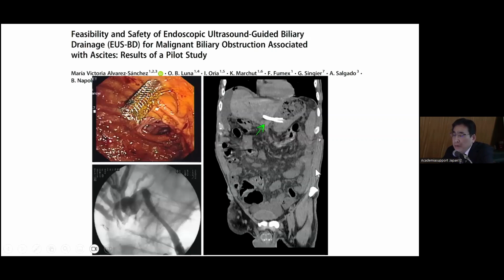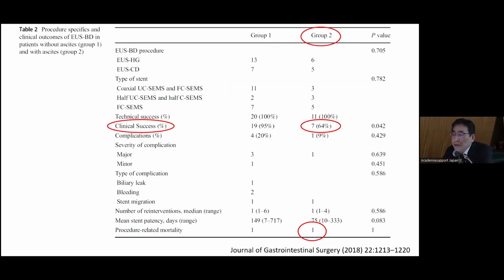Another paper performed ESBD in ascites patients, but without pre-procedural drainage. They mentioned good technical success or a good result, but I think the clinical success, in nearly 64 ascites patients, is not so good. And there was one mortality, nearly 10%. So this report, I think, is not a so good result. So I strongly recommend that before the procedure, ascites drainage is necessary.